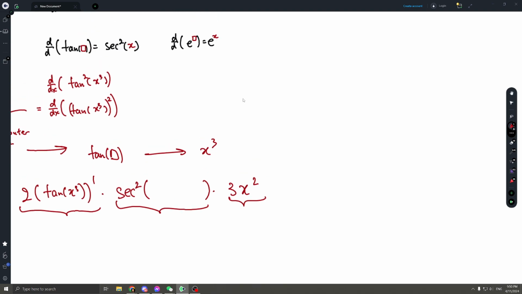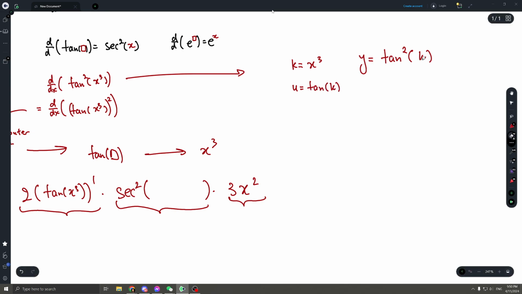I could do that actually. So over here, let's say my most inner function, let's call it k, is equal to x cubed. So my y would be equal to tan squared k. It looks a lot simpler already. And then the next inner function was tan, right? Like that, tan k. So my y is actually u squared.